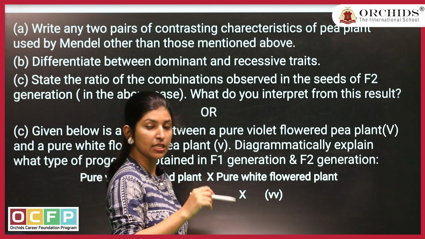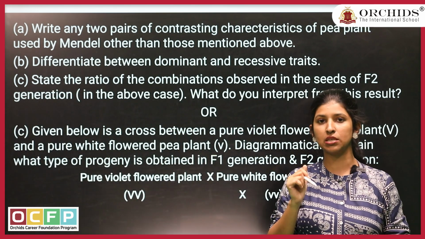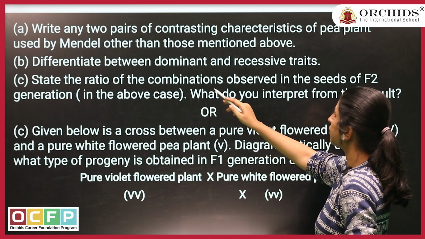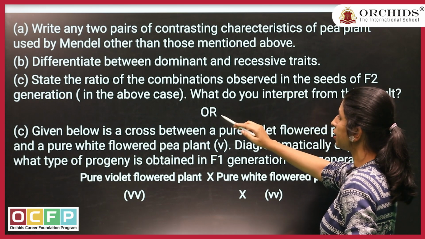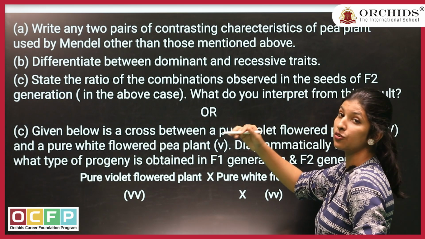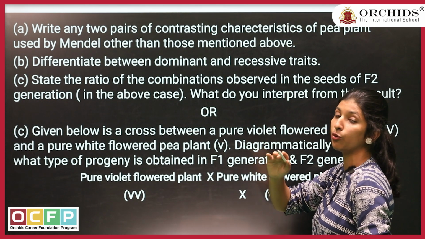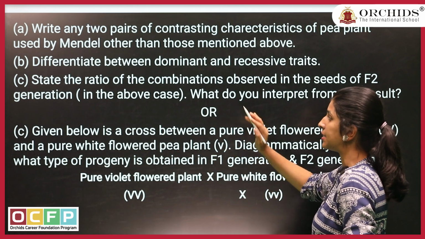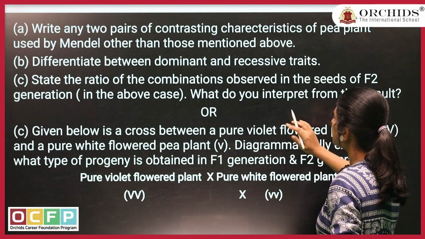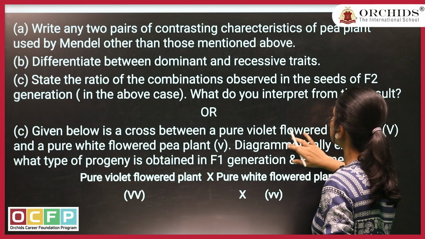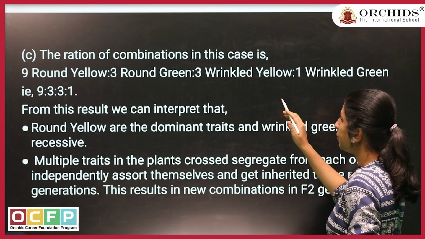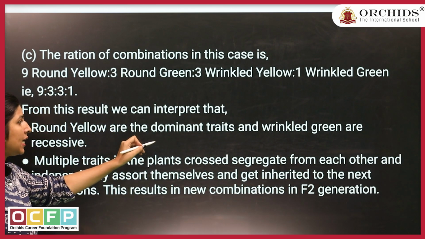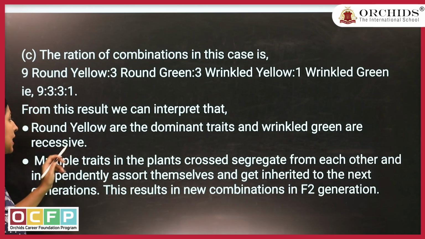So we already said that this is a normal dihybrid cross, and we know what is actually the phenotypic ratio of the dihybrid cross. They are asking us the ratio of the combinations observed in the seeds of F2 generation in the given case. So we are just writing that over there. We don't have to do the cross, or illustrate or demonstrate anything over there. Just state the ratio which we already studied, that is 9:3:3:1. And the next part of the question is, what do you interpret from this particular result? The interpretations are these. Round yellow are the dominant traits and wrinkled green are the recessive traits.